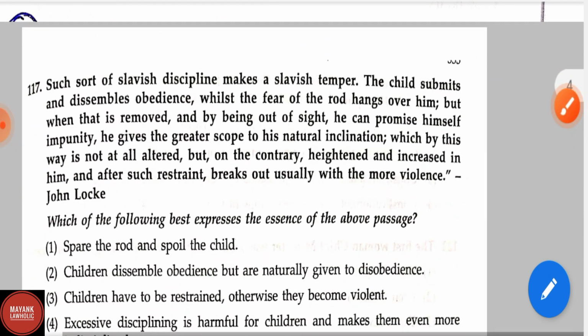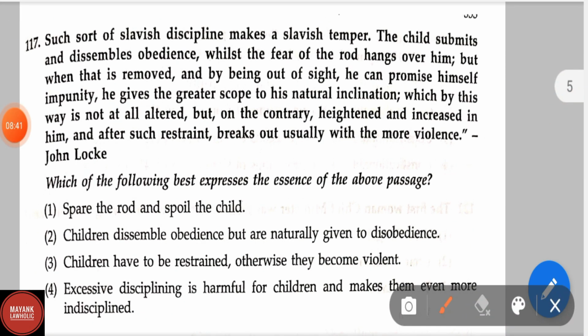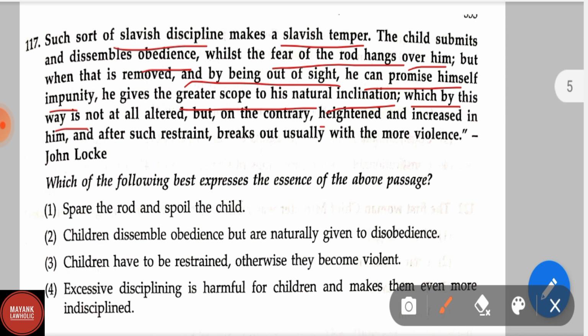Now let us see the question number 117. Such sort of slavish discipline makes a slavish temper. The child submits and dissembles obedience, whilst the fear of the rod hangs over him. But when that is removed, and by being out of sight, he can promise himself impunity, he gives the greater scope to his natural inclination, which by this way is not at all altered, but on the contrary heightened and increased in him, and after such restraint breaks out usually with more violence.